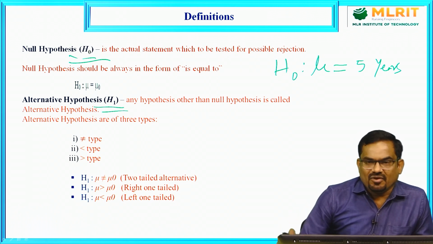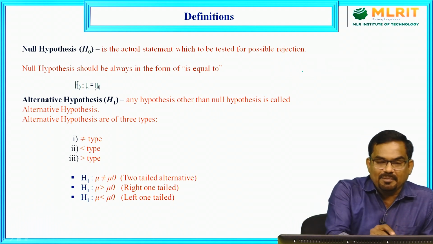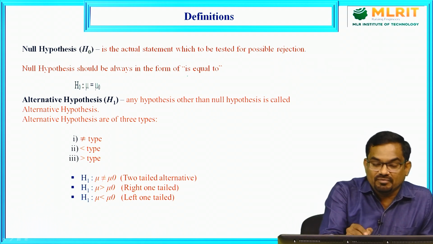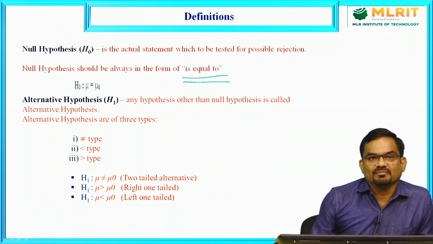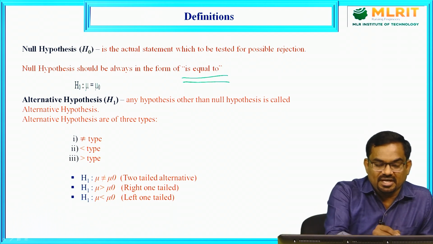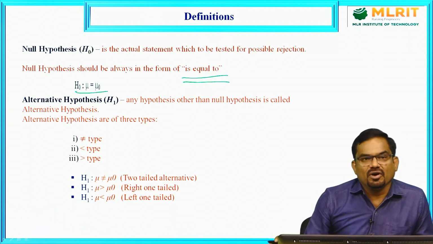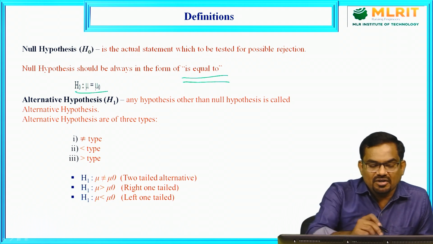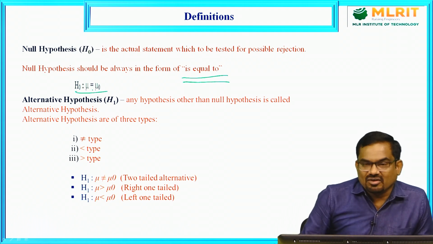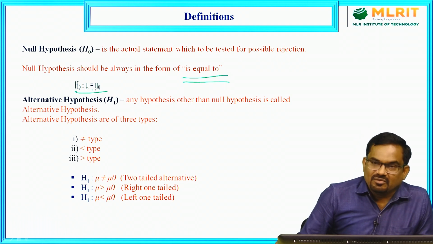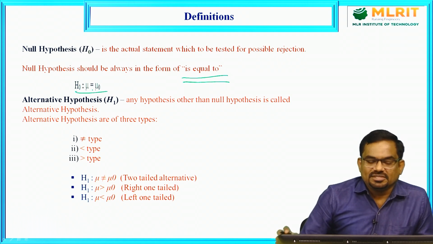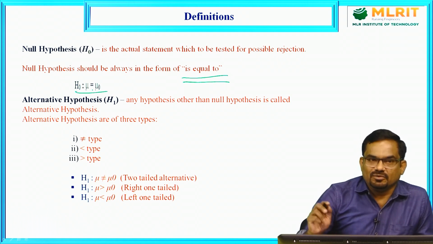And one more important point is, the null hypothesis should always be in the form of is equal to. That means here you see H0 is mu equal to mu naught. We should not use any not equal to, less than or greater than symbol. The null hypothesis must always be in the form of equal to.